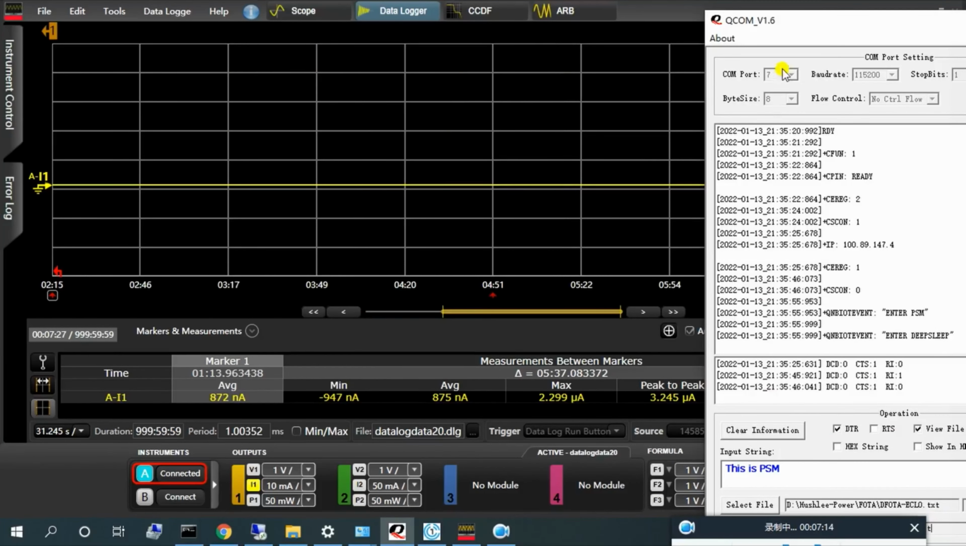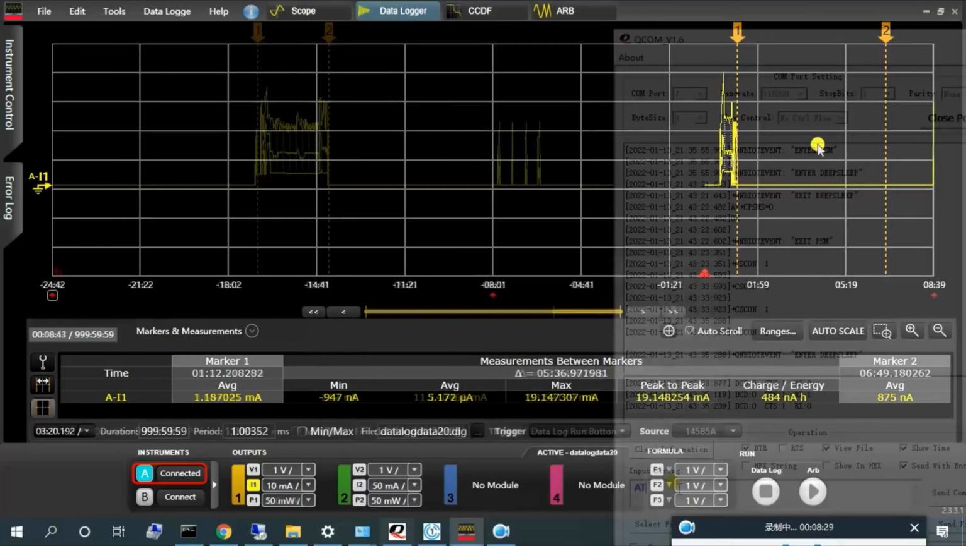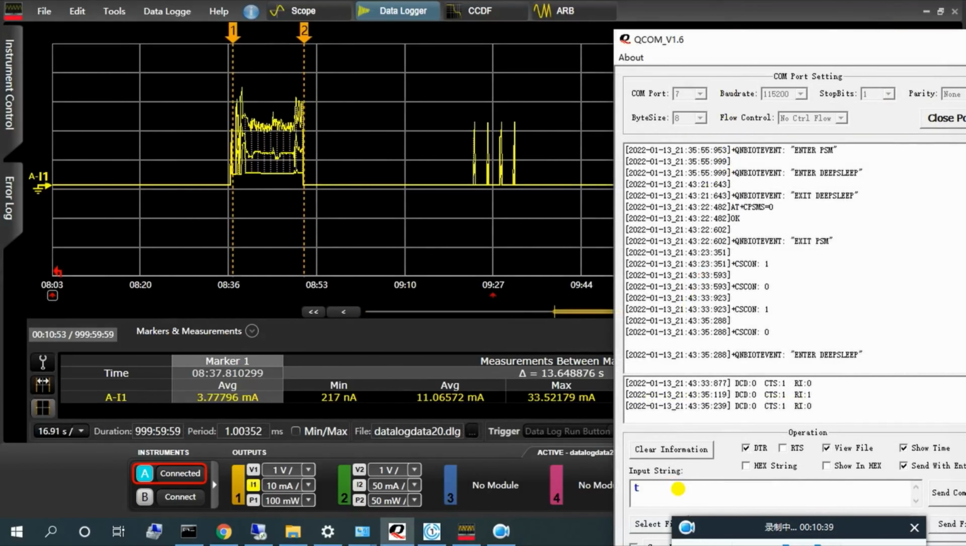We disable PSM mode and get the corresponding report log update in QCOM utility. Now we can measure the power consumption in eDRX mode. This is TAU process triggered by disabling PSM mode. Here we measure power consumption during the eDRX cycle. Let's fix the values. And here we disable eDRX mode.